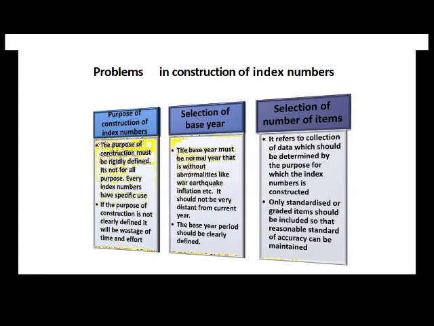The next very important problem is selection of a number of items. It refers to the collection of data, which should be determined by the purpose for which the index number is constructed.